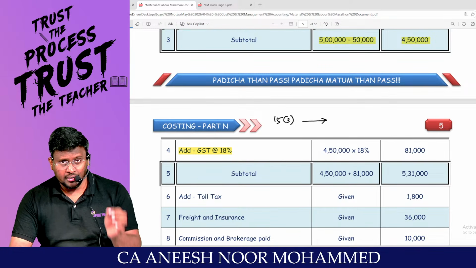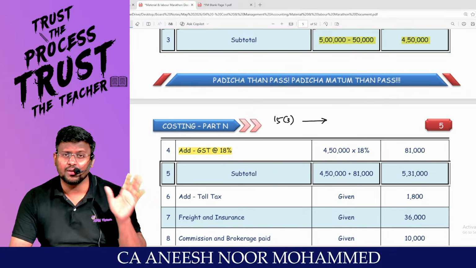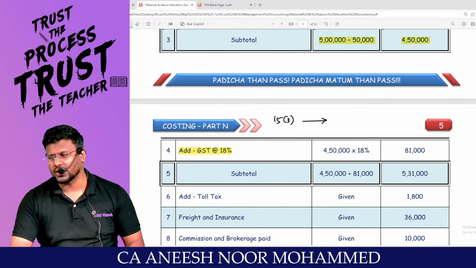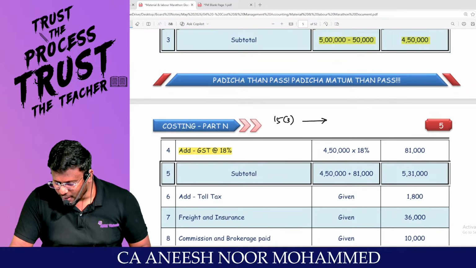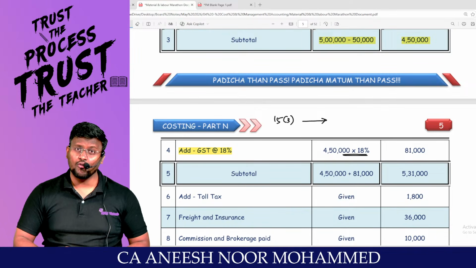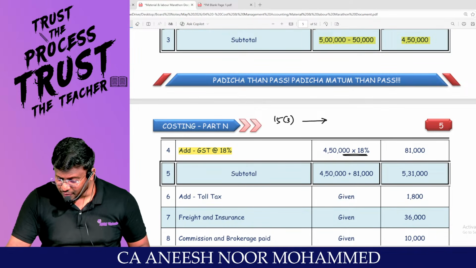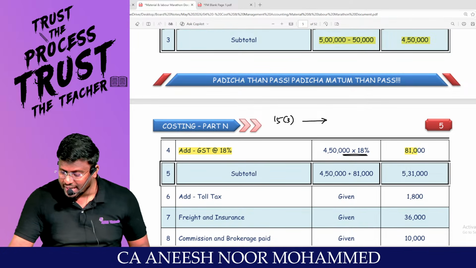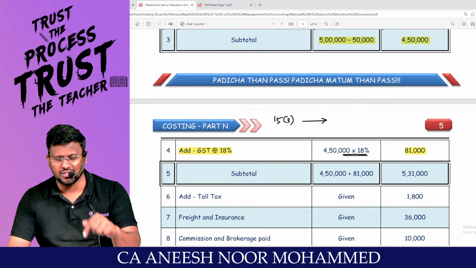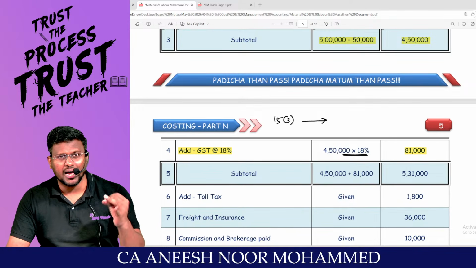a discount which has been mentioned in the invoice, for that discount you are not supposed to collect GST at all. Then you are supposed to collect GST only for 4,50,000. So 4,50,000 into 18% comes to 81,000. What you should check in costing? Whether ITC is available or ITC is not available.